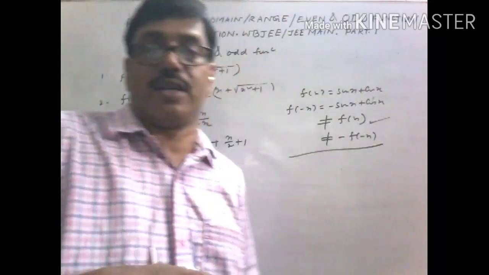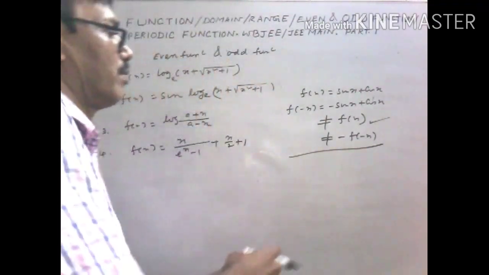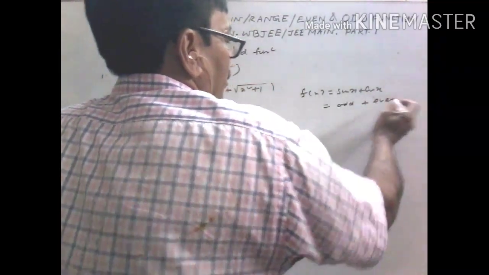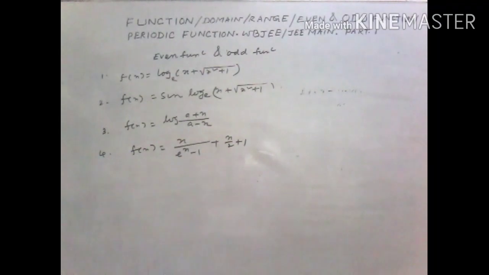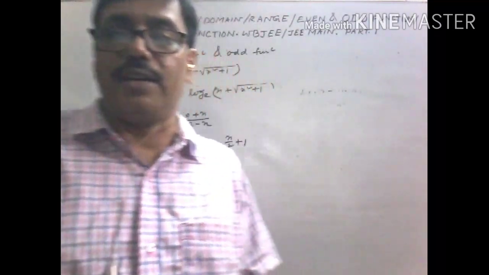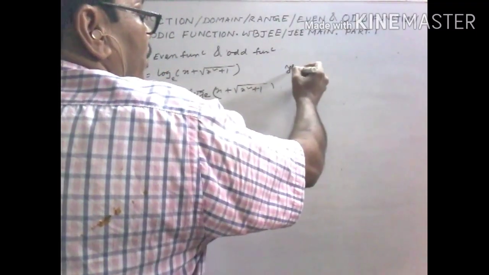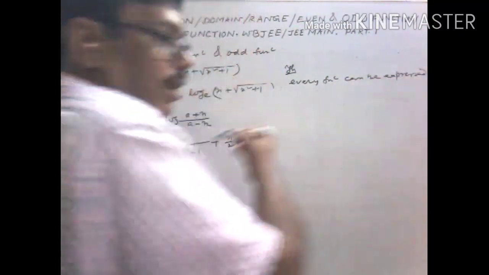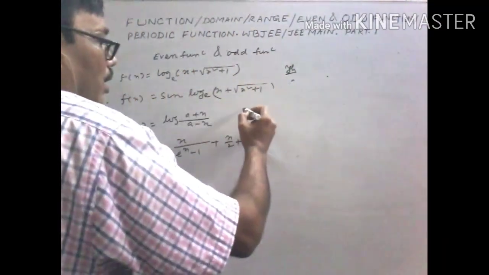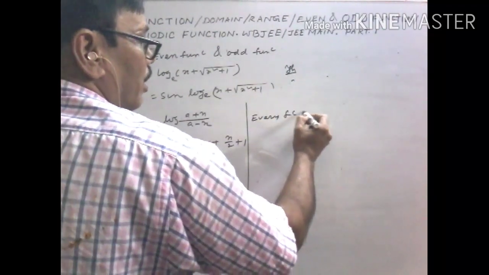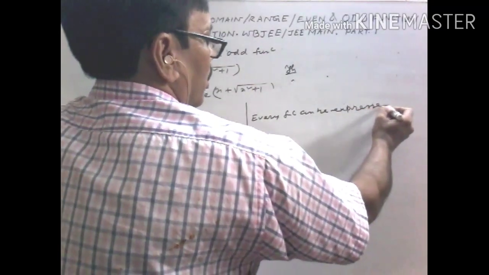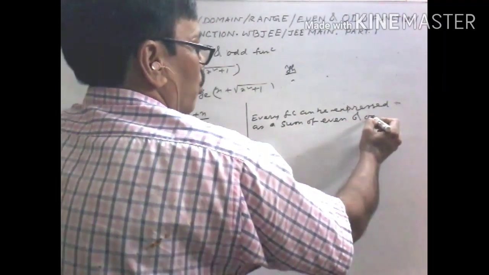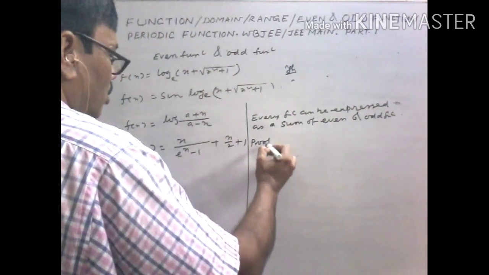But there is a remarkable theorem, you know. Every function can be expressed as a sum of even and odd function. For example, look, it is neither even nor odd, but this is an odd function and this is an even function. So if a function is neither odd nor even, it can be expressed as a sum of even and odd function. So theorem: every function can be expressed as a sum of even and odd function. The proof is very simple.